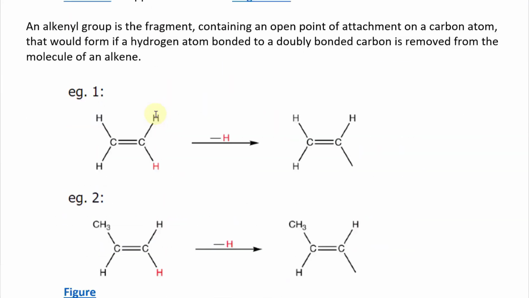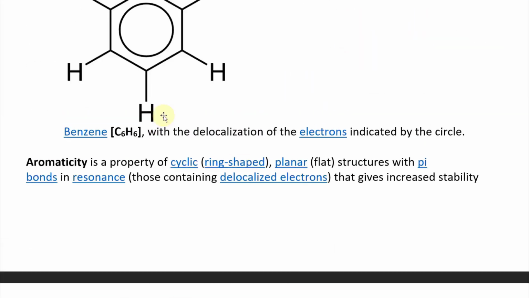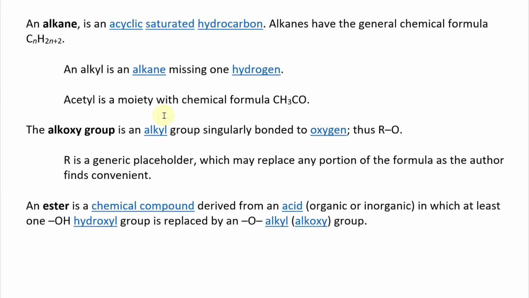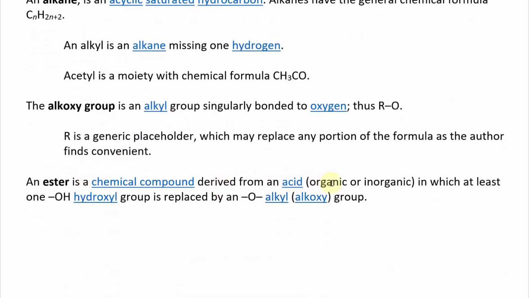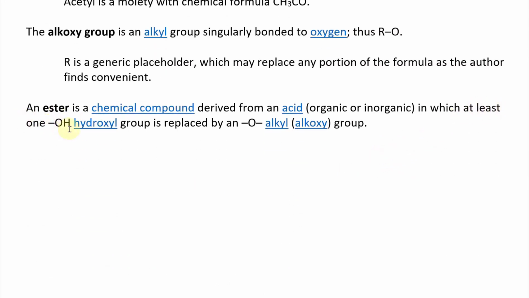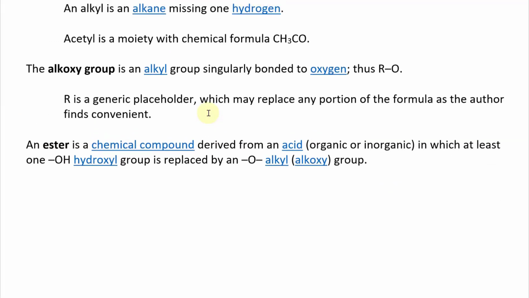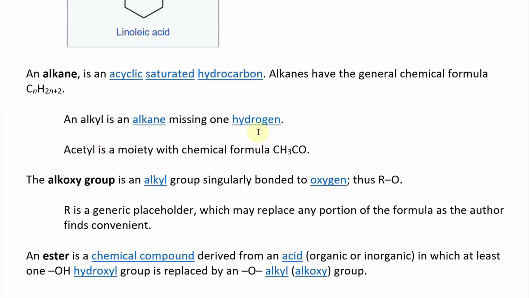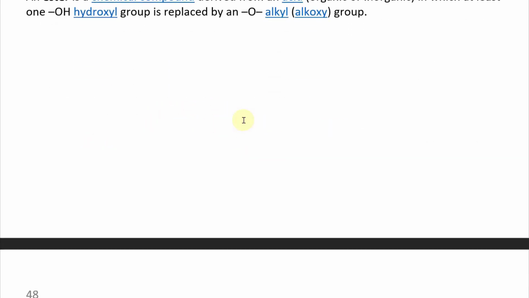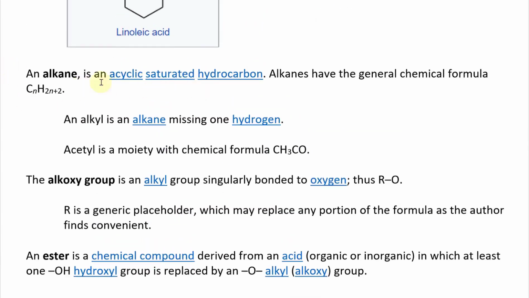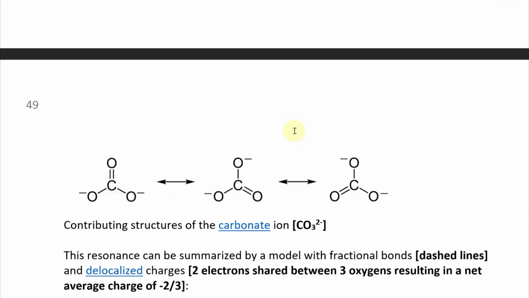And an ester, let's just go back to what an ester is. An ester is right here. So an ester is a chemical compound derived from an acid, organic or inorganic, in our case carboxylic acid, in which at least one OH is replaced by this O-alkyl, and the alkyl is just an alkane missing one hydrogen. So an acyclic saturated hydrocarbon, and then missing that hydrogen there.